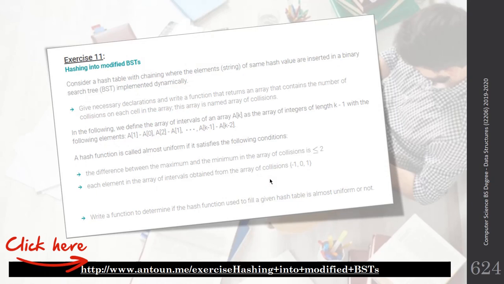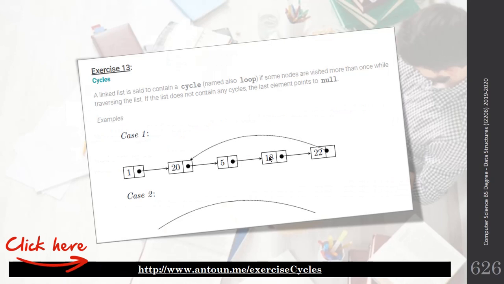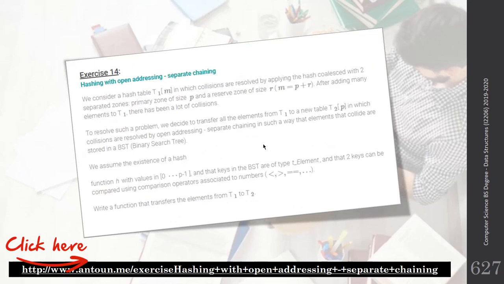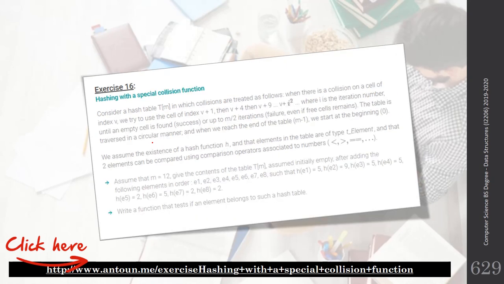As for exercise 11, here we also have a hashing with BST, but with a modified BST. For exercise 12, it's hashing with queues. And 13 is cycles, where we use a linked list and hashing to find solutions to some problems of linked lists. Then hashing with open addressing and separate chaining, where we'll be using a BST here. And for exercise 15, we are using hashing with heaps. For 16, we use some special functions for the collision resolution technique. Obviously it's a kind of quadratic hashing.